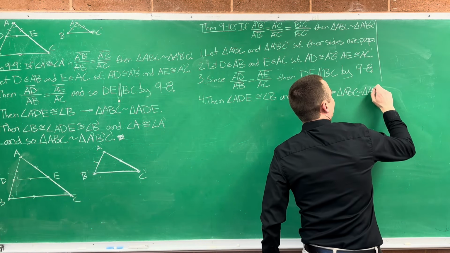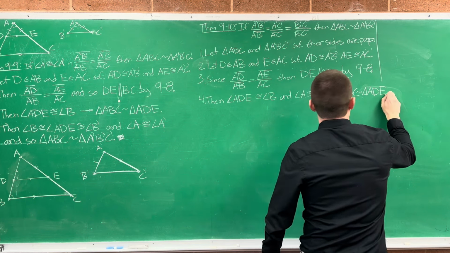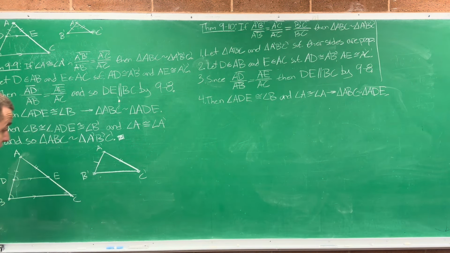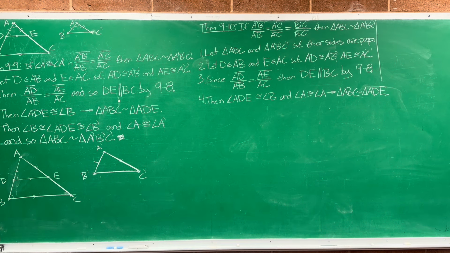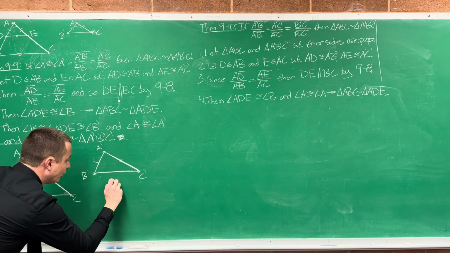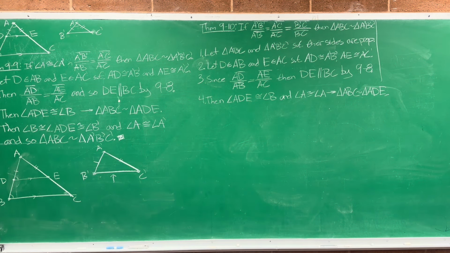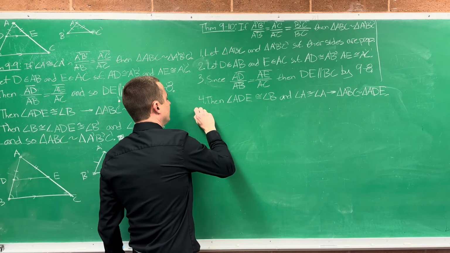Triangle ADE. Okay, so we got that. Now, I still need to argue that this top small triangle is congruent to that triangle. We're going to have to use side, side, side to do it. Right? Now, what is some information I have about B prime C prime? What do I know about that side length? It's proportional to the other sides.